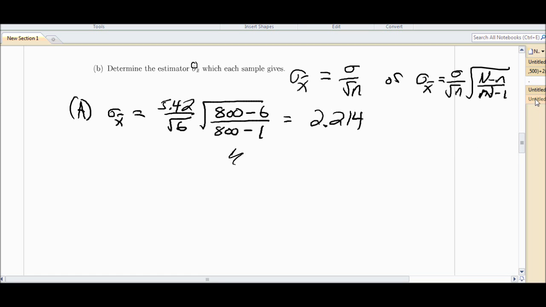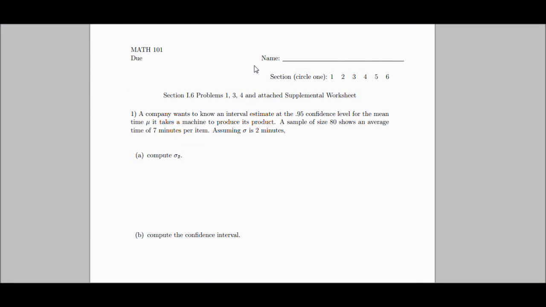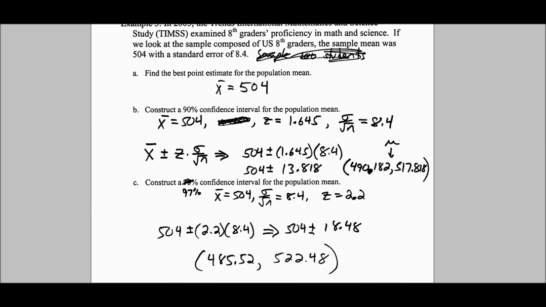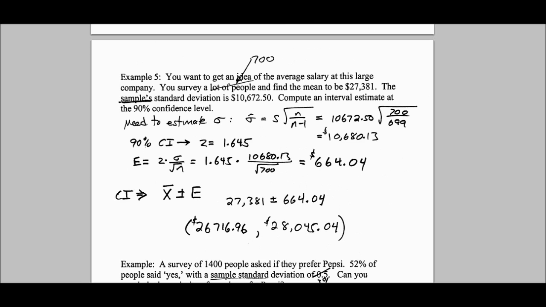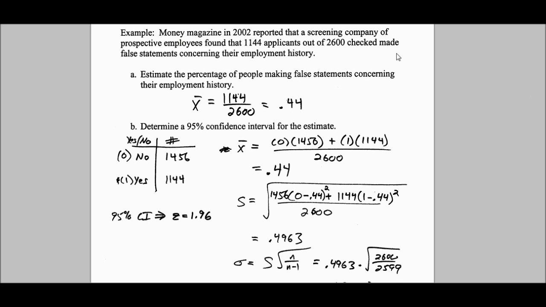Okay, number 17. Now, we did a problem like 17 in class, so I want to show you from the lecture notes. These are my section 5 lecture notes. Okay. It's the one with the Money magazine, 2002. Notice that it says 1144 out of 2600, so the mean is a proportion, and we figured it out here, a proportion, which is 44%.